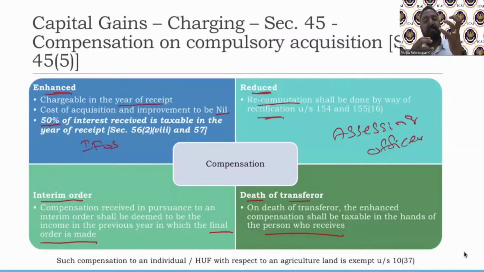So enhanced compensation is taxable in the year of receipt, but if it is through an order, it is taxable in the year of the final order. If the actual owner is no more, then on the death of the transferor, whoever is receiving the money needs to pay tax on that. In a situation where the enhanced compensation is subsequently reduced, you will have to file a petition before the assessing officer and claim the refund. These are all very logical. Just think what you will do. You have paid higher tax on higher income. Now you know that you have to reduce that income. What do you do? You appeal before the assessing officer saying that it has to be reduced. So these are the concepts of compulsory acquisition.